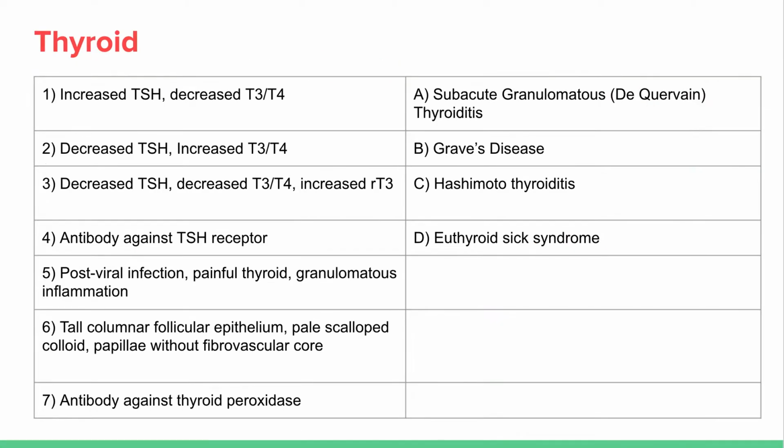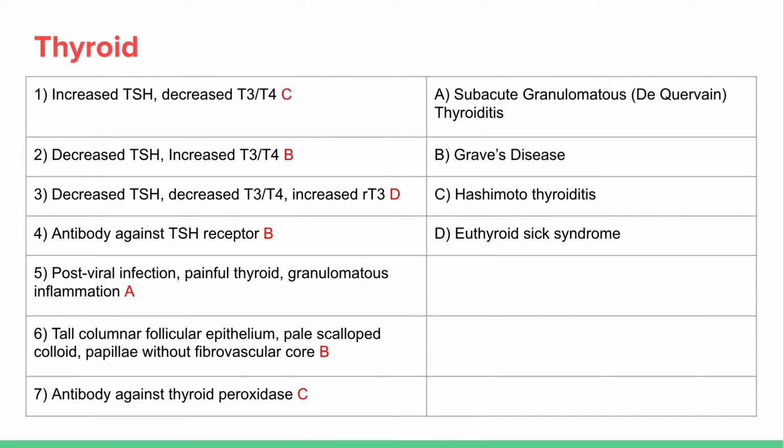Okay, moving on. So thyroid, there we go. When you have increased TSH, and you're not making enough T3, T4, that's hypothyroid or Hashimoto's thyroiditis. When you have decreased TSH but increased T3, T4, that's hyperthyroidism, that's Graves' disease.